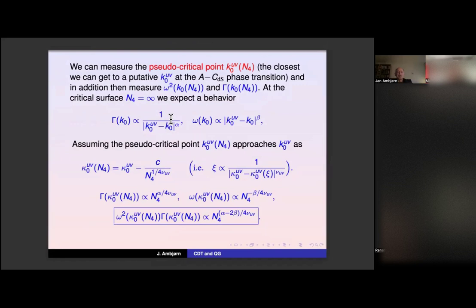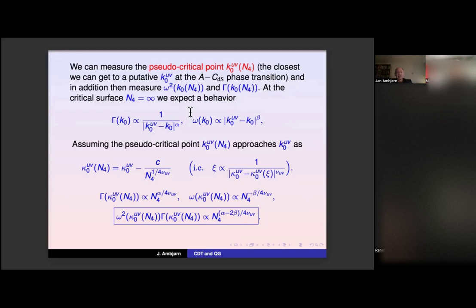Now we want to study the situation when we approach this AC transition line. And here we will use what I said about finite size scaling. For any given N4, there is a pseudo-critical point, the closest that we can get to the real critical point in infinite volume at the AC transition. And at this pseudo-critical point, in principle, we can measure omega and we can measure gamma.